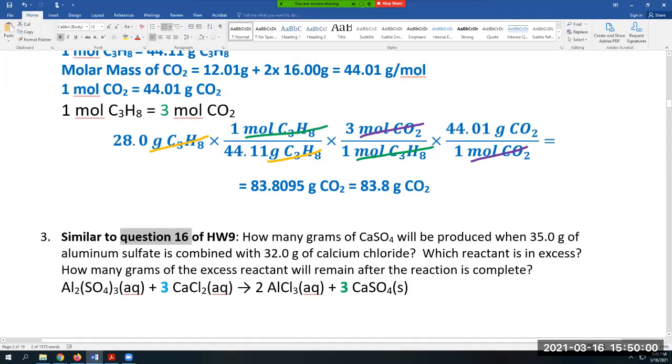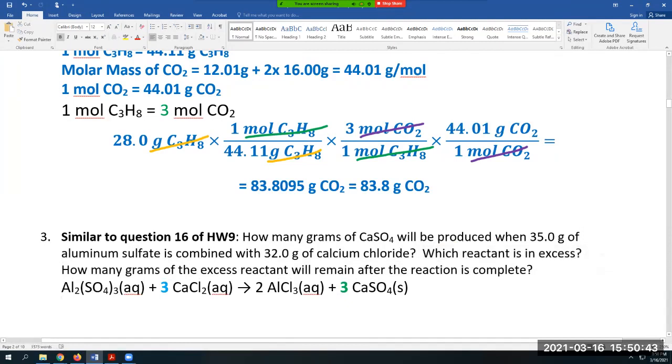So what is this example? How many grams of CaSO4 will be produced when 35 grams of aluminum sulfate is combined with 32 grams of calcium chloride? So that's the calcium sulfate here, and calcium chloride is CaCl2. Which reactant is in excess? And how many grams of the excess reactant will remain after the reaction is complete? So there are a lot of questions there, and we have to take one at a time. So first we will do the first question, and that will help answer the second question.